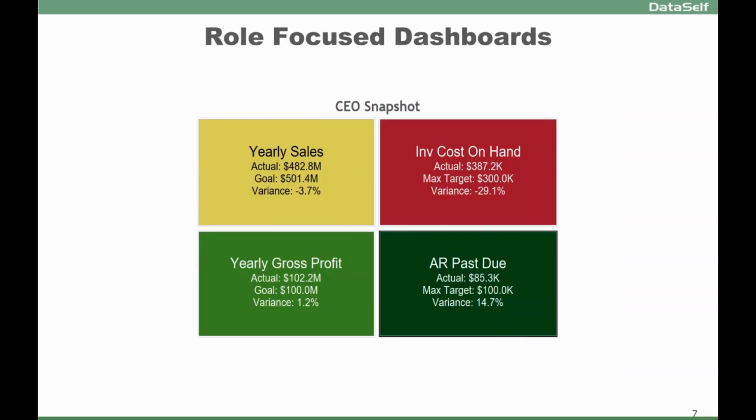This is an example from a CEO, one of our clients. The CEO asked for a very simple dashboard to be on her cell phone. So the BI person built this very simple dashboard. You would have 4 different quadrants, showing the main metrics, the actual goals and variances for sales, cost on hand, gross profit, and AR past due. And the CEO could click on any of these boxes and go into a more detailed side of the dashboard. Now, the funny thing that happened was she loved the dashboard on her smartphone.